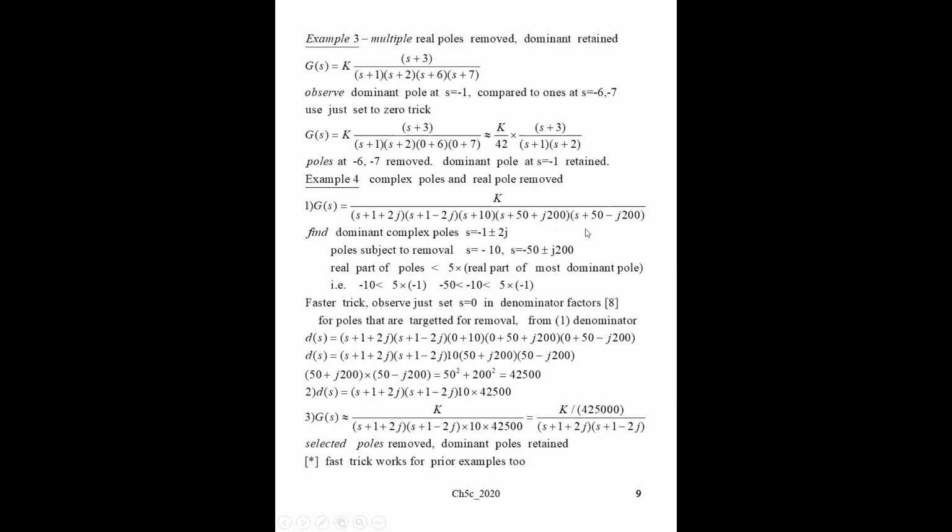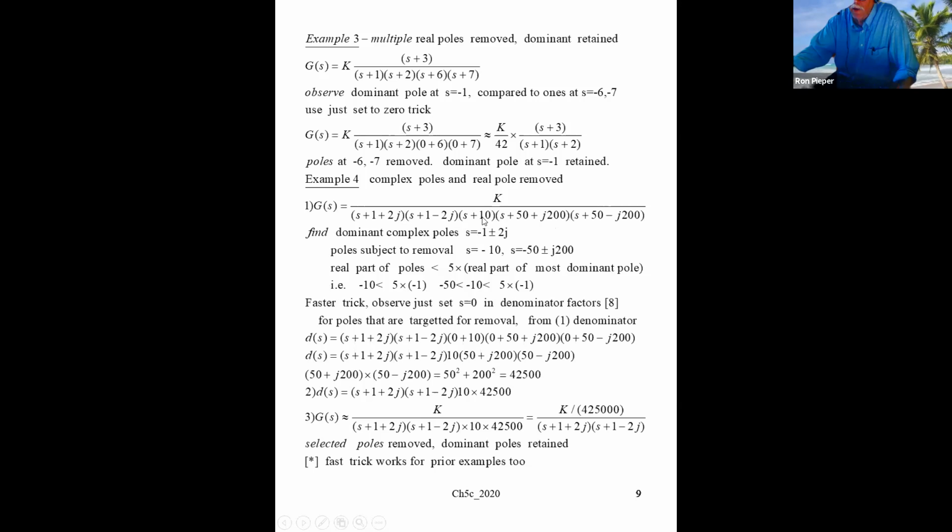Everything except the -1 plus or minus 2j. Yeah, that's right. You see, we got the one at -10. It's going to end up being pretty negative compared to the -1 poles on the real axis, and also the -50. So we can see what's going to be thrown away. You can cut to the chase on this. We follow our fast and sweet method of just setting S equal to 0. I think you can see what's going to happen.